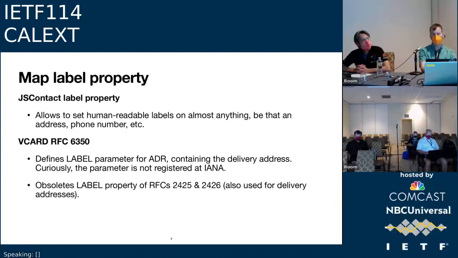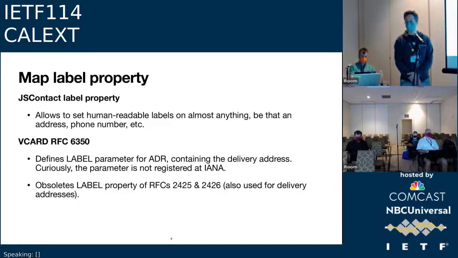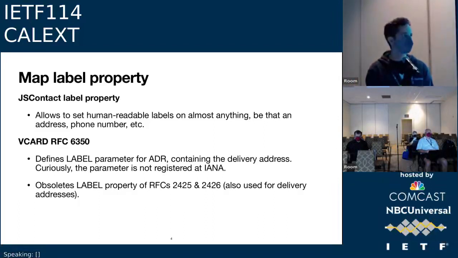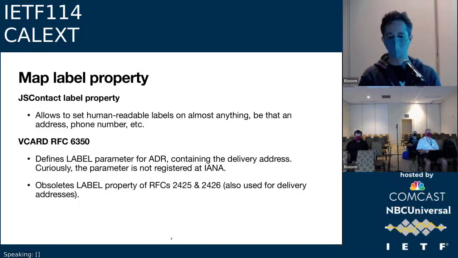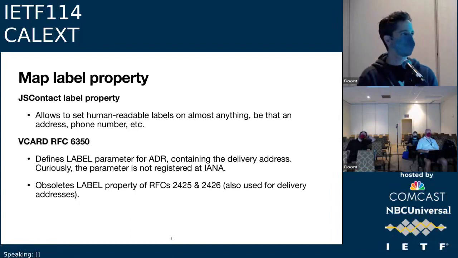So for JS Contact, in almost every complex object type, we have a label property. The label property is meant for users to set any human readable text they want in there. There's no semantics other than that, so it's not expected that machines parse it and extract values from it. This mainly was motivated by Apple address books using a label already. Now that we want to standardize this also for vCard, we need to define how.